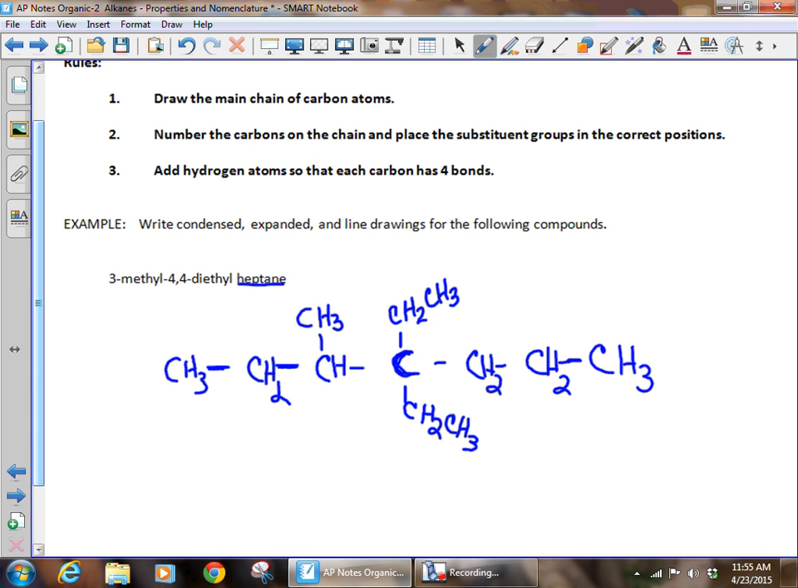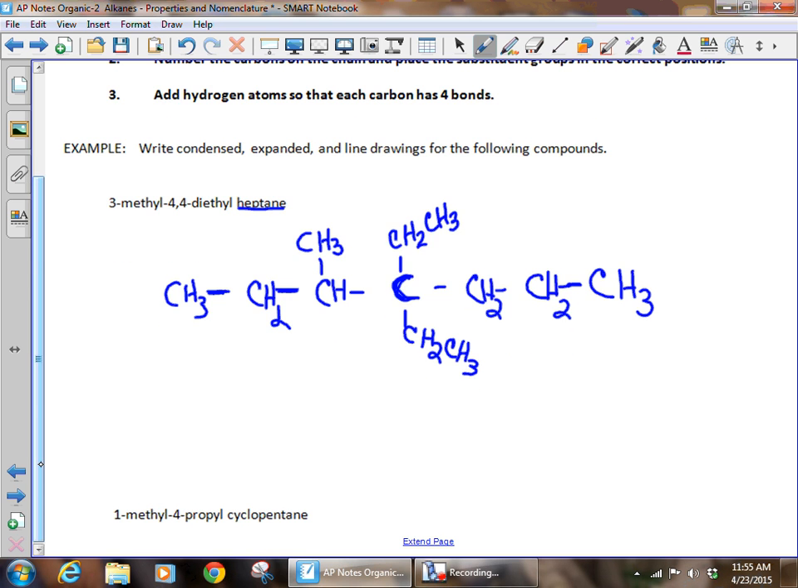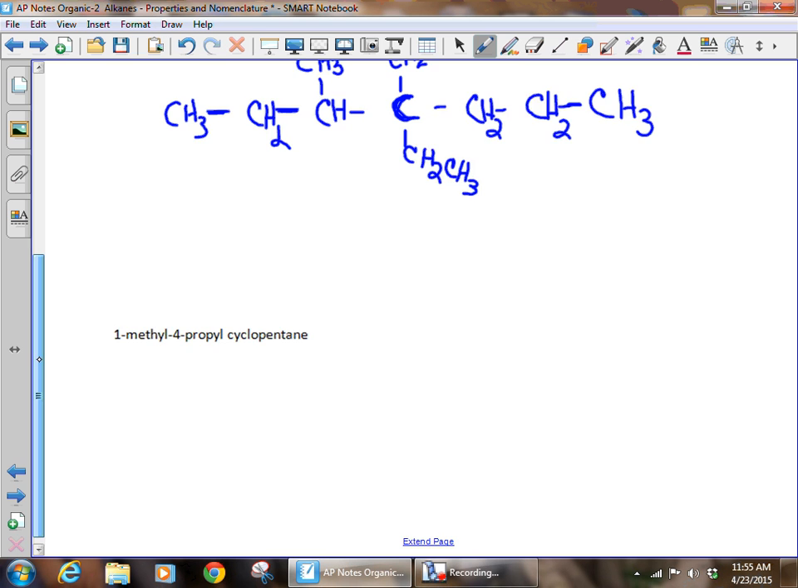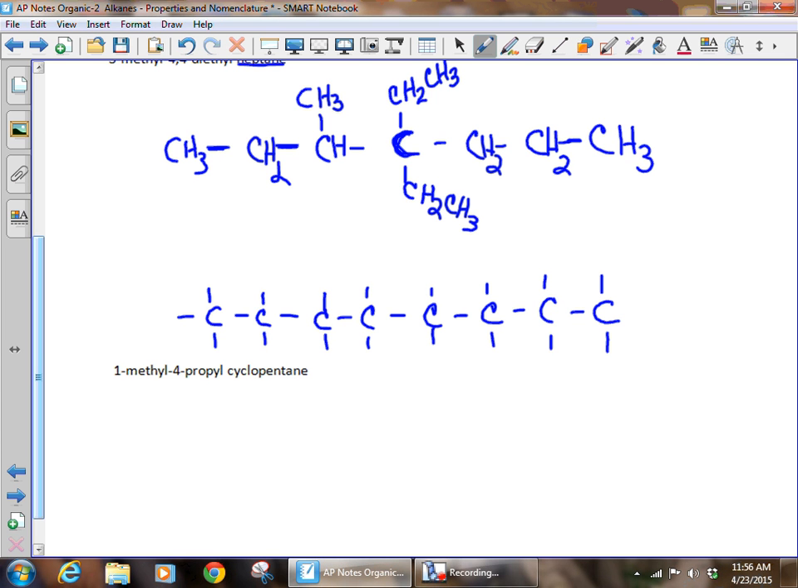Again, you can have those dashes between, but you don't have to. Now, as far as the expanded structure, it's going to take a little more room here. I'm afraid I don't have quite enough room. We'll see. I'm going to do the same thing, but this time I'm going to put lines for all the hydrogens. So the first thing I do is draw out all my carbons: 1, 2, 3, 4, 5, 6, 7, 8. I know this is an alkane, so there are 4 pairs of electrons around each one.